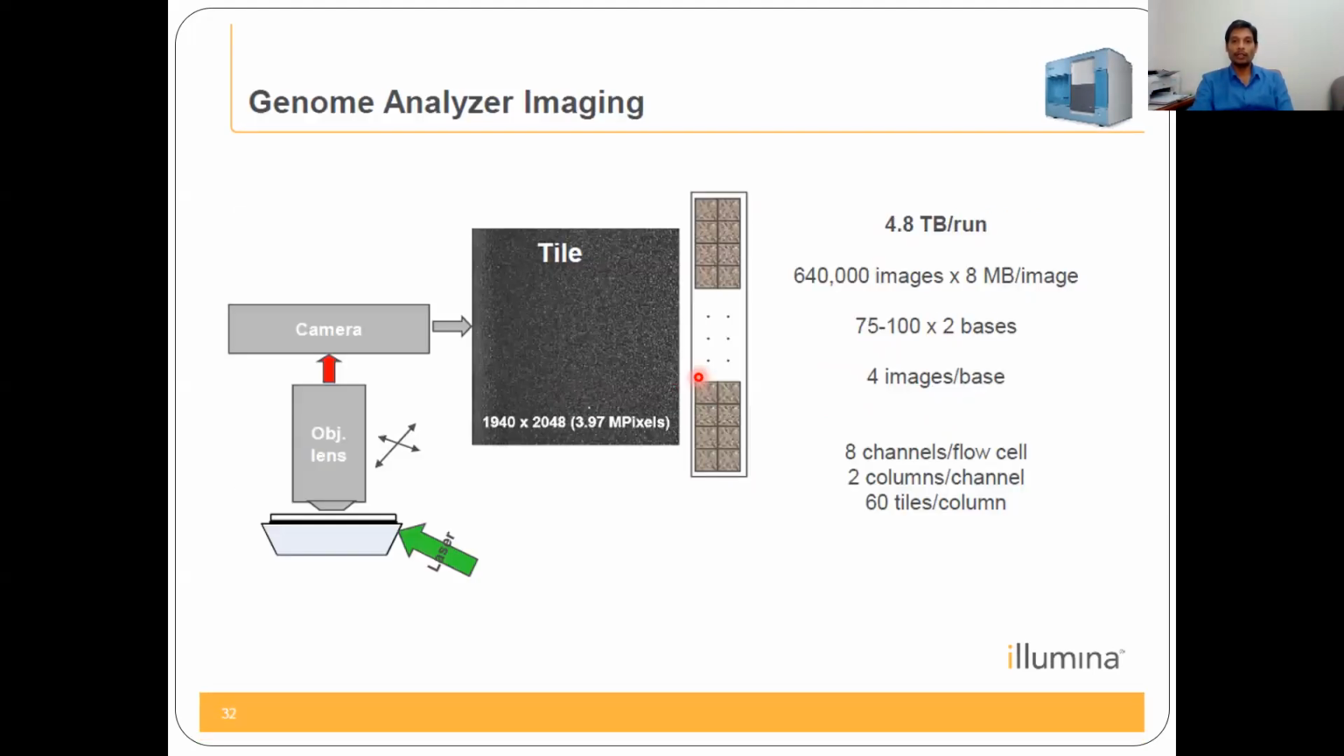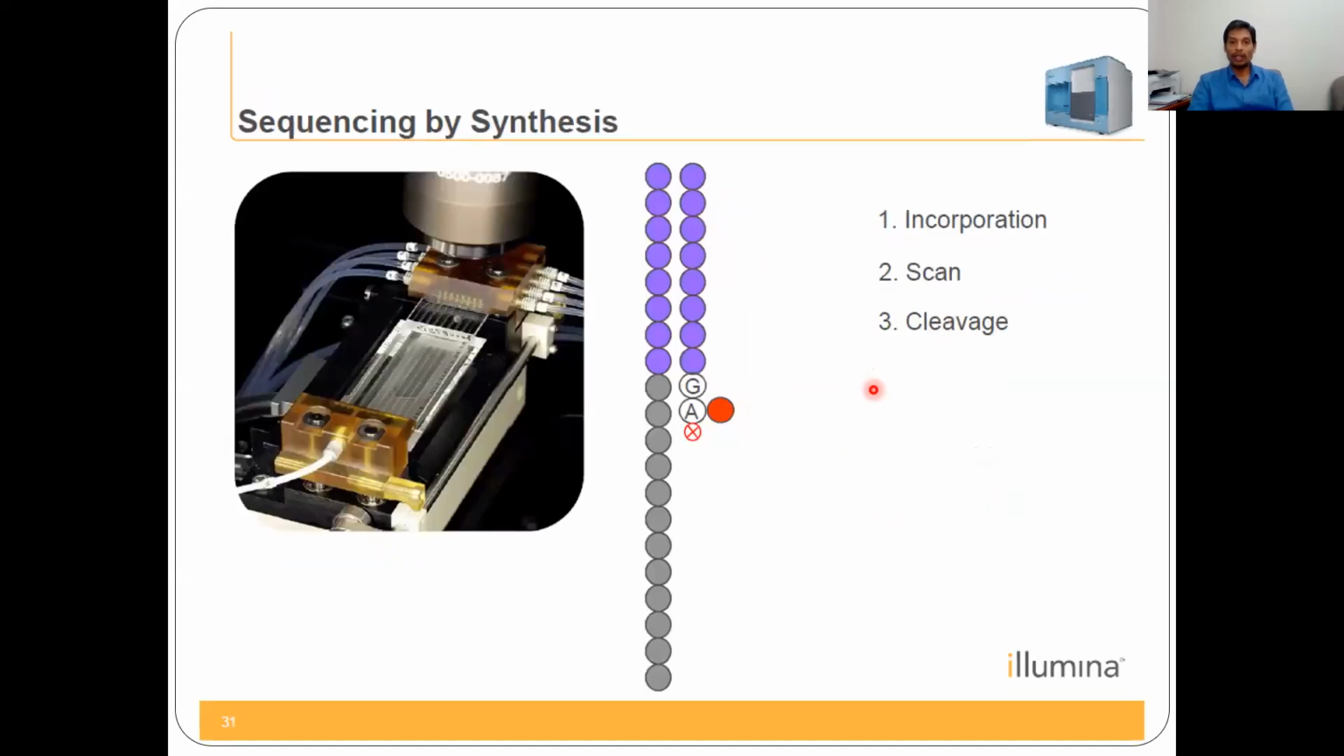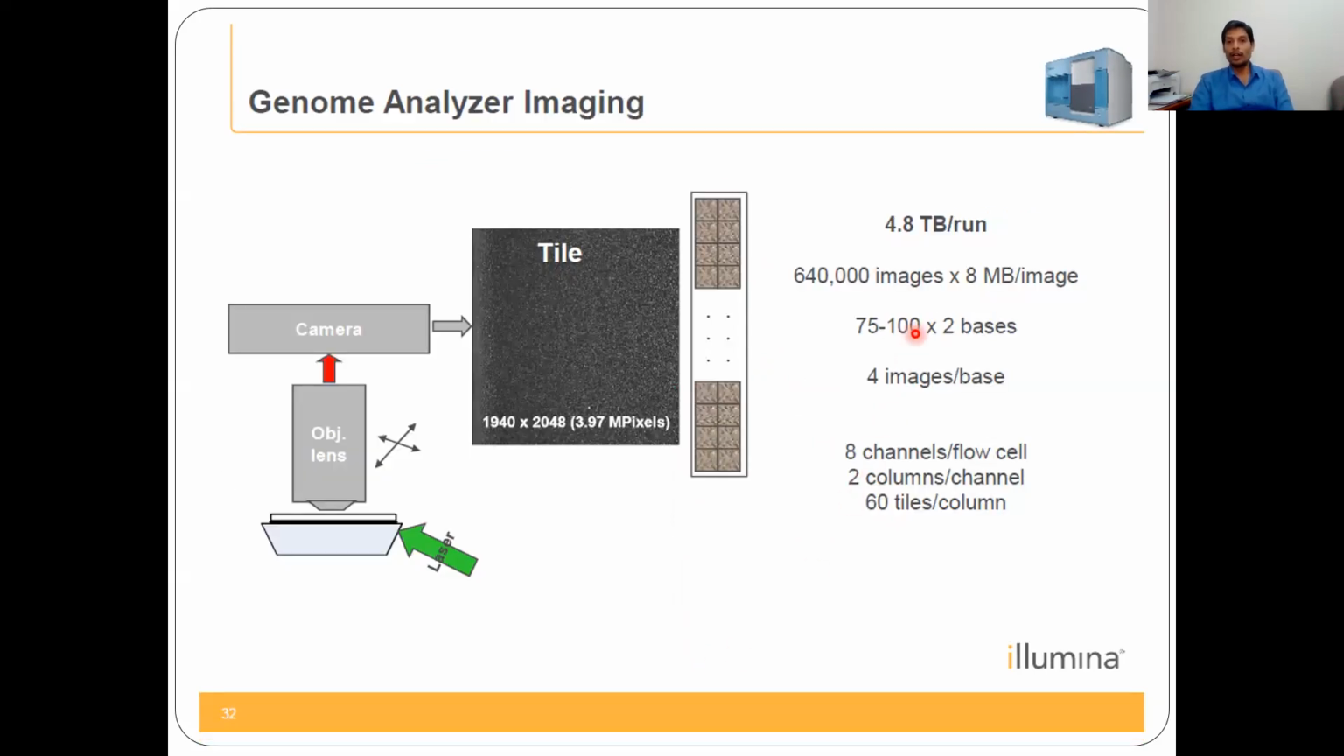So how many tiles are there? There are so many tiles. So 60 times 2 times 8. So 120 times 8. That means around 960 tiles will be there in the whole flow cell. And for each tile, it will take 4 images for each nucleotide, and it will keep on adding nucleotides and sequencing. Let's say it is 100 nucleotide sequencing.